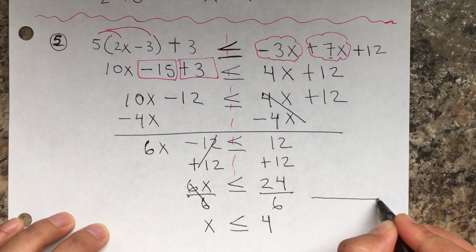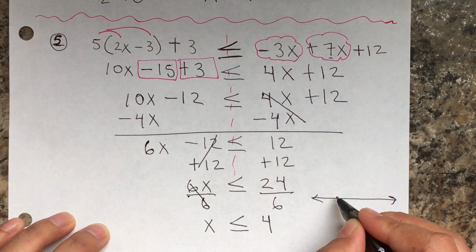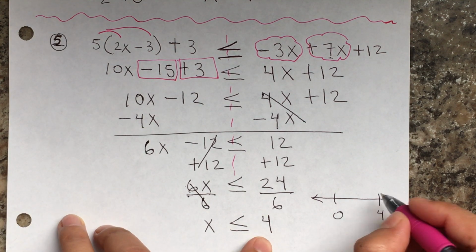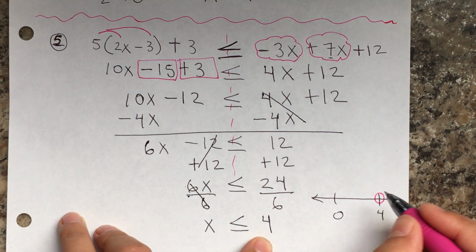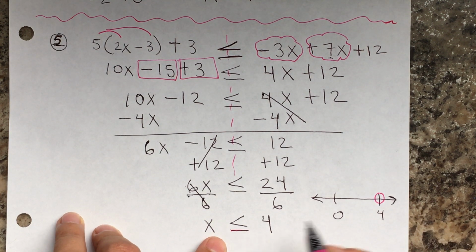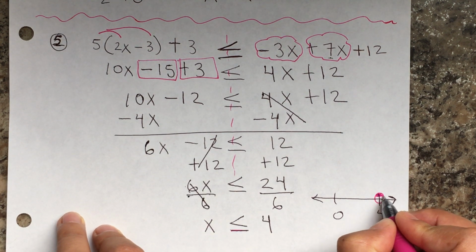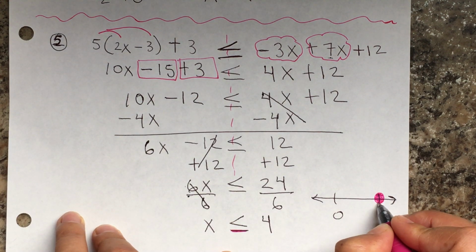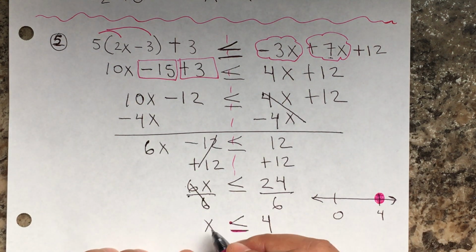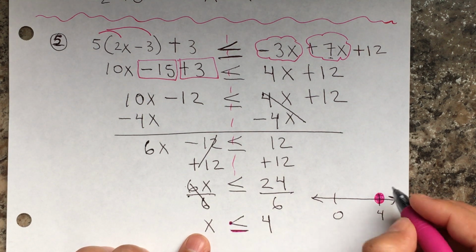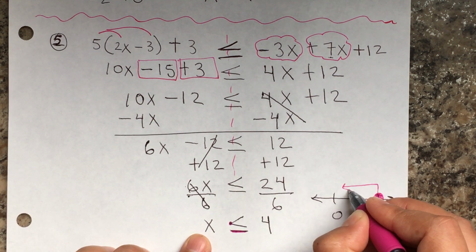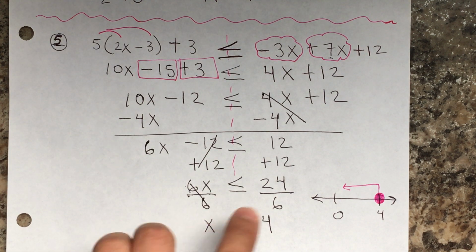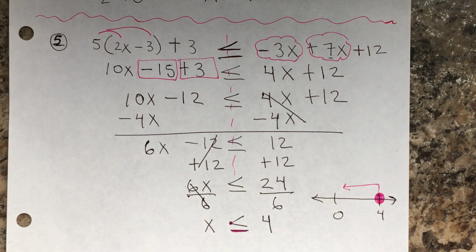And I'm just going to do the graphing here. So you can just put 0 and 4. The 4 is where you put the circle. This tells me that I close the circle. Okay, whenever you have the equal sign, you close the circle. And x is less than, which is to the left. Okay, x less than, then left.